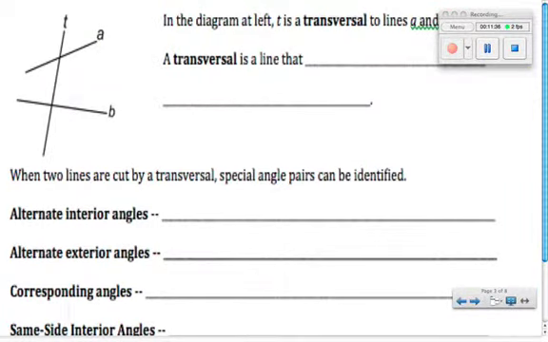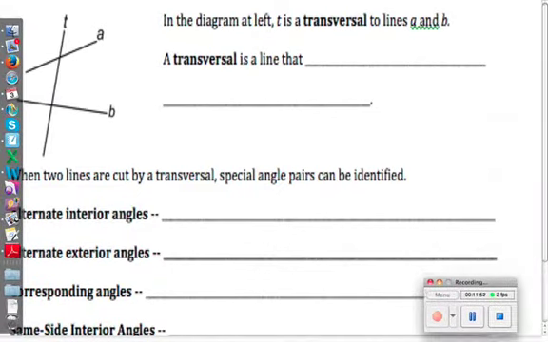Okay, the next item that we're talking about in today's lesson has to do with angles that are formed when I draw a transversal through two lines. Well, let's make sure that we're clear on the vocabulary. Looking at this diagram, lines A and B are my lines, and I say that line T is my transversal. The transversal, then, is a line that's doing what? What do you think?